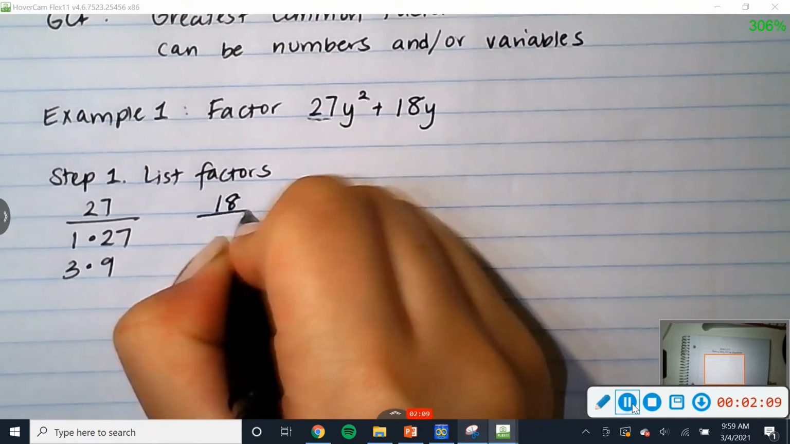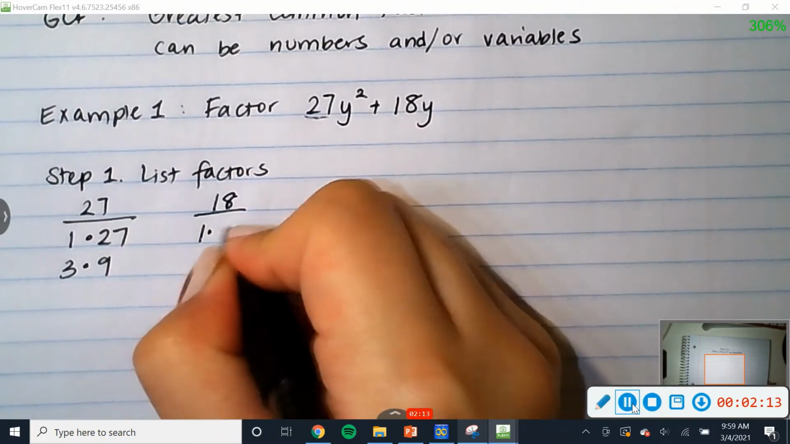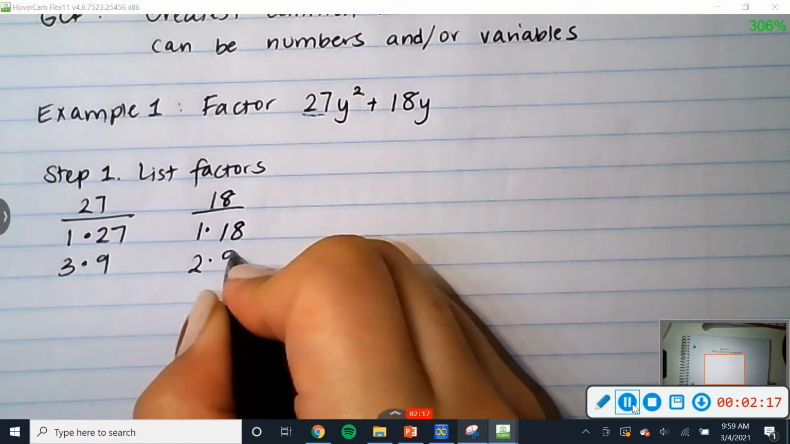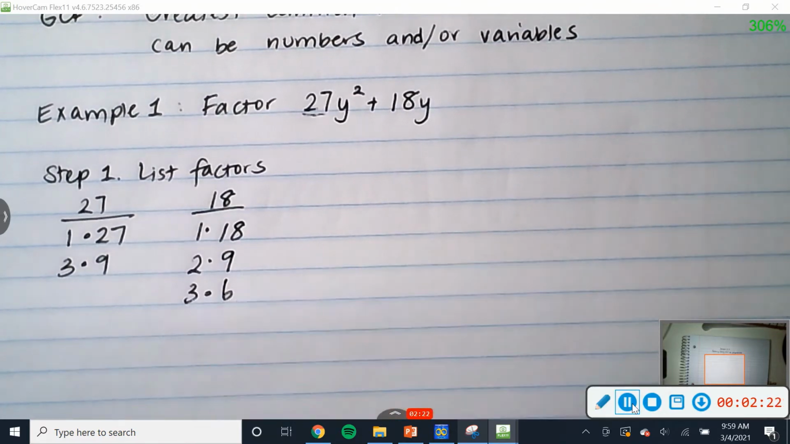Now let's list out the factors for 18, starting with 1. So I can do 1 times 18. I could do 2 times 9. I could do 3 times 6. Can I do any others? No. So I would stop here. I've listed out all my factors.